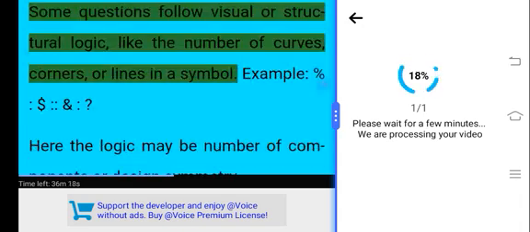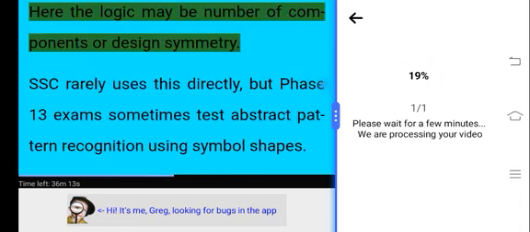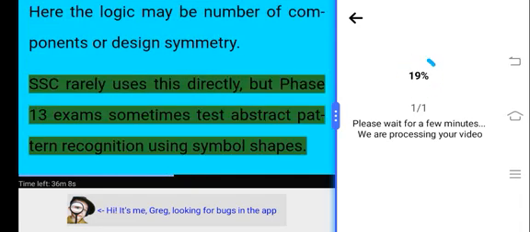2. Visual stroke logic. Some questions follow visual or structural logic, like the number of curves, corners, or lines in a symbol. Example, percent, dollar, and. Here the logic may be number of components or design symmetry. SSC rarely uses this directly, but Phase 13 exams sometimes test abstract pattern recognition using symbol shapes.